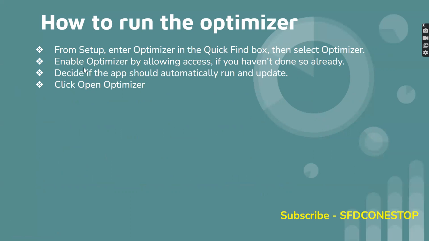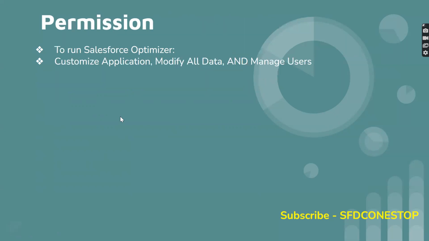As a step one, you have to ensure that you are enabling the Salesforce Optimizer by allowing the access. Step two, you have to decide if the application should automatically run or you have to run it manually. That is step two that you have to decide, and then you can open the Salesforce Optimizer. These are the different permissions that are required in order to run the Salesforce Optimizer: customize application, modify all data, and manage user permissions.